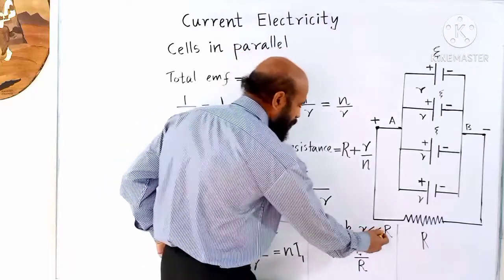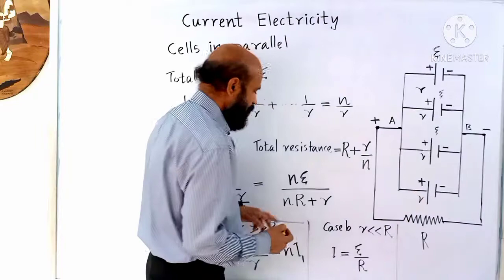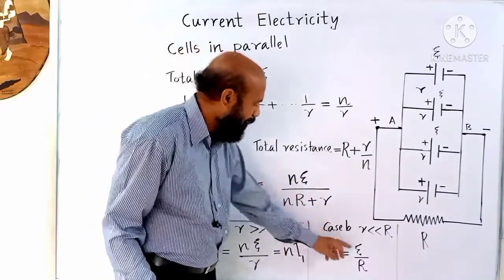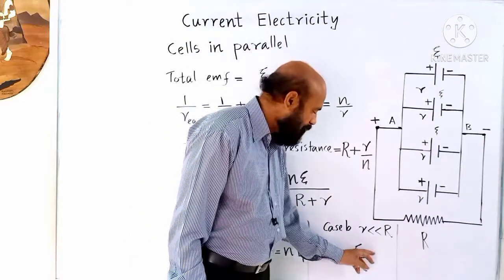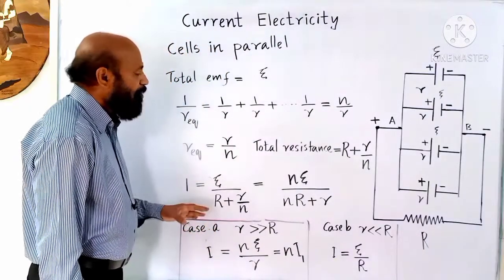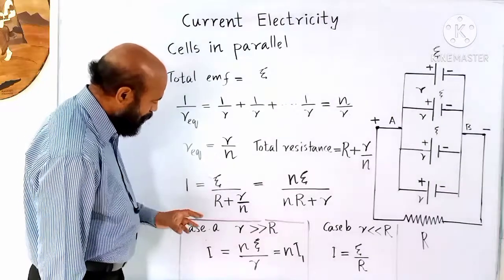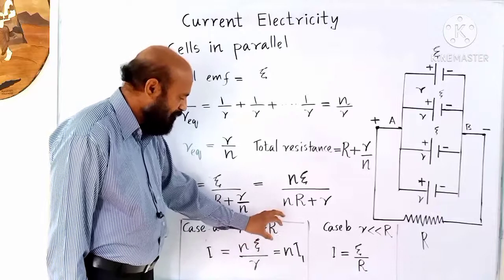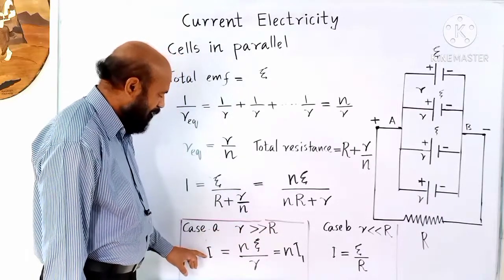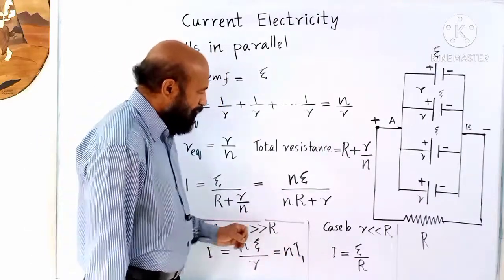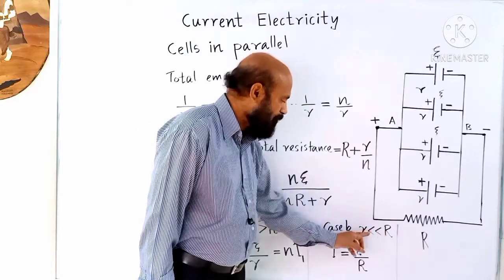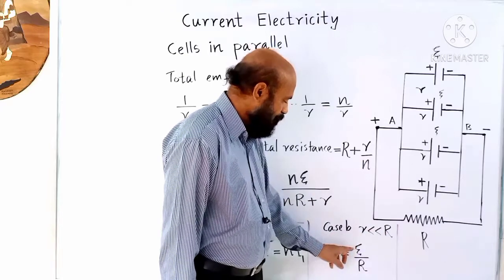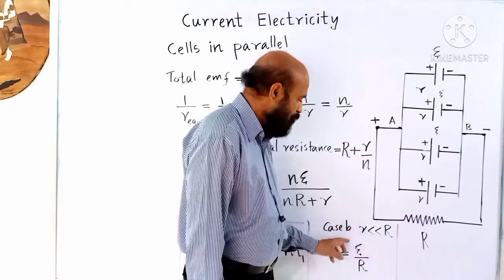Case B, in this case capital R is very much greater than small r. External resistance is very much greater. Now this small r can be neglected, then this N will get cancelled. So total current I is equal to psi by capital R, which is the current due to a single cell. From this it's clear, when we connect cells in parallel, it's advantageous when internal resistance is very much greater than capital R. That means external resistance is very much lesser than the internal resistance. Current is N times I1, so there is an advantage. Then when external resistance is very much greater than small r, current is psi by R, equal to the current due to a single cell.